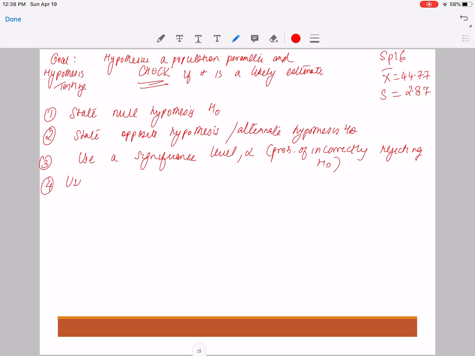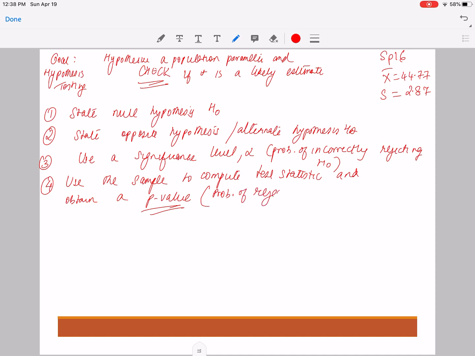Then we use the sample to compute the test statistic and obtain something called a p-value. Now this p-value is the probability of rejecting H naught incorrectly using this sample. So from the test statistic, you will obtain a p-value, which is the probability of incorrectly rejecting H naught.